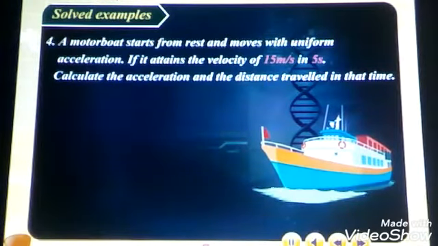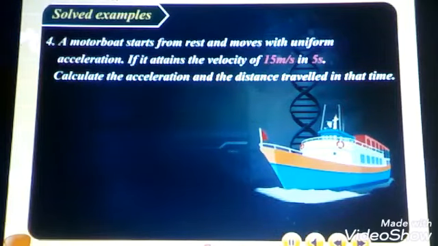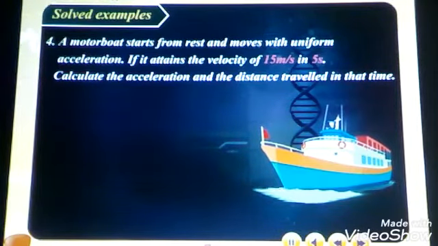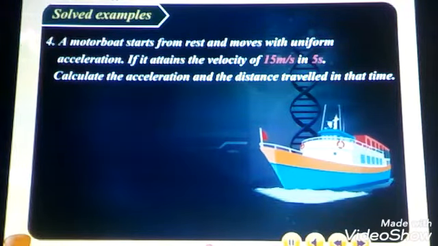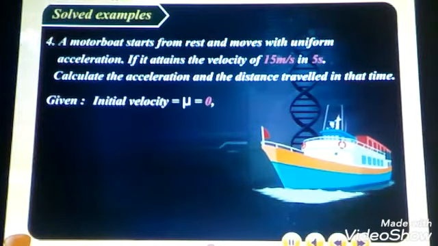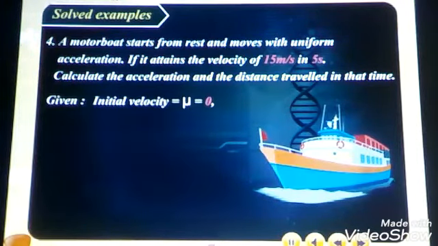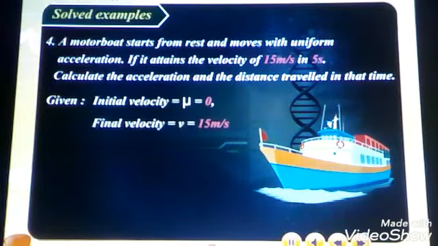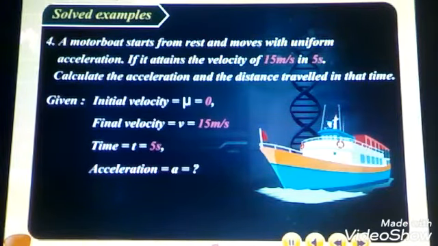A motor boat starts from rest and moves with uniform acceleration. If it attains the velocity of 15 meter per second in 5 seconds, calculate the acceleration and distance travelled in that time. Initial velocity is equal to 0. Final velocity is equal to 15 meter per second and time t is equal to 5 seconds. Acceleration is equal to question mark.